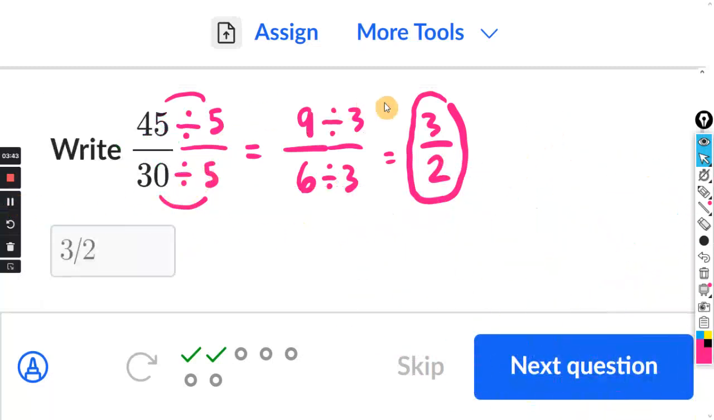All right, 2 steps, 3 steps. It doesn't matter how many steps. That's okay, as long as you use the same number top and bottom. If I had divided by 15, then I could have done it in 1 step.